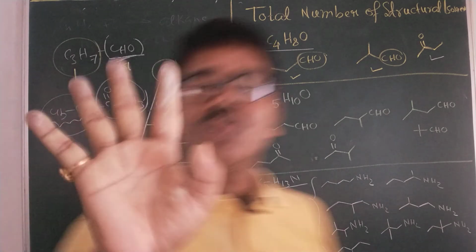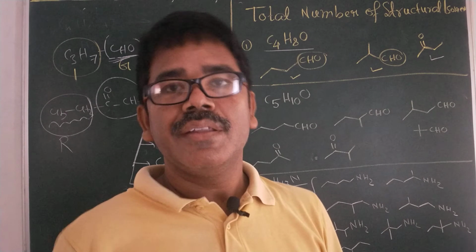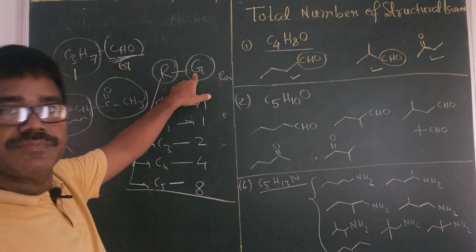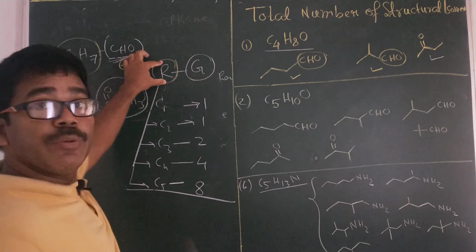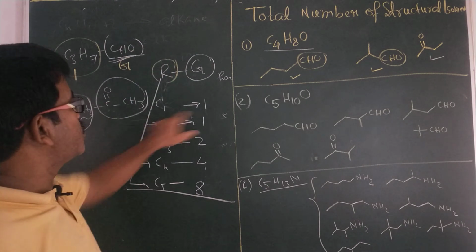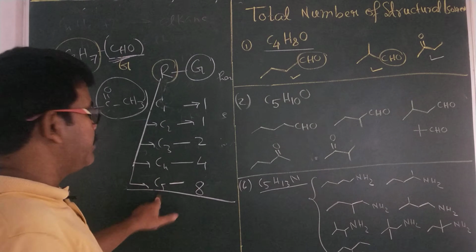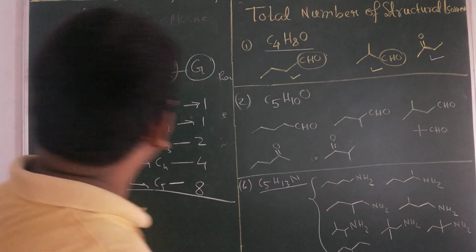First of all, we need to identify what kind of functional groups it can be. Then we need to convert the formula into this particular pattern RG, where G is the functional group. Then we need to see how many carbons are there in R. If 1 carbon, 1 isomer; 2 carbons, 1 isomer; 3 carbons, 2 isomers; 4 carbons, 4 isomers; 5 carbons, 8 isomers. Clear? Let's see one more problem.